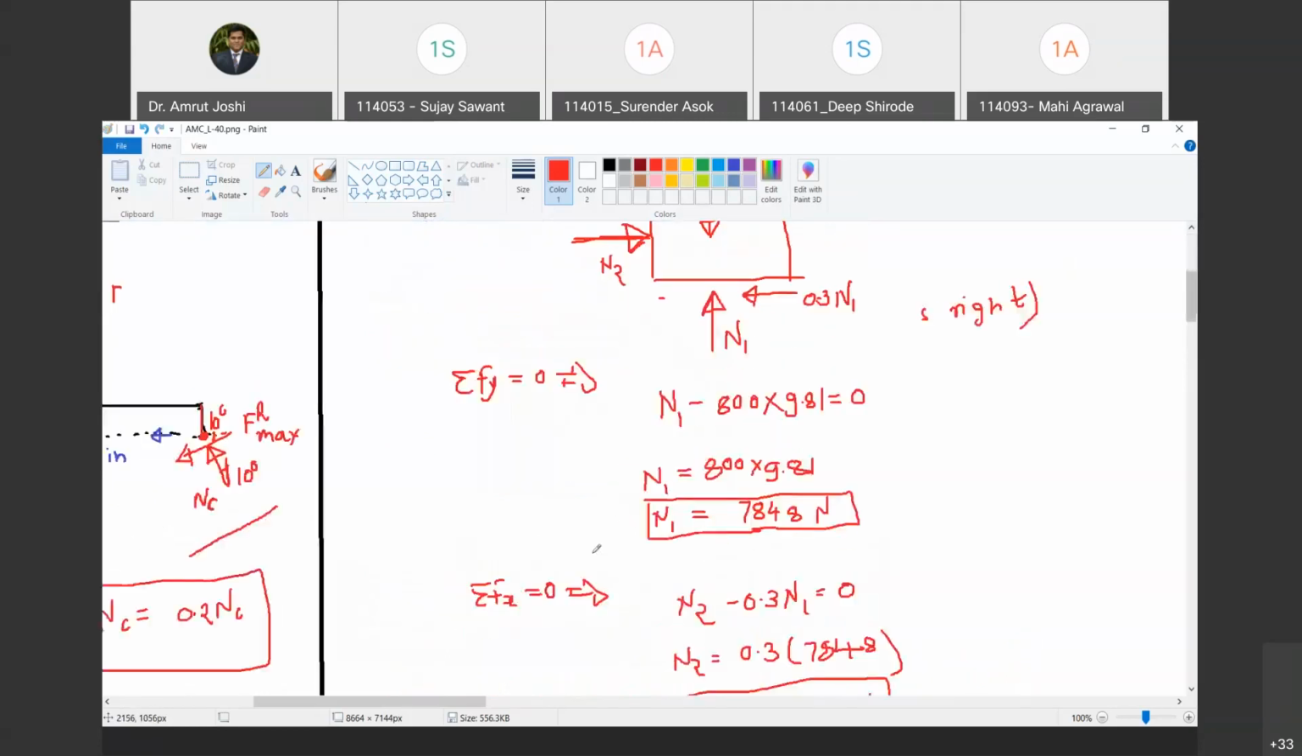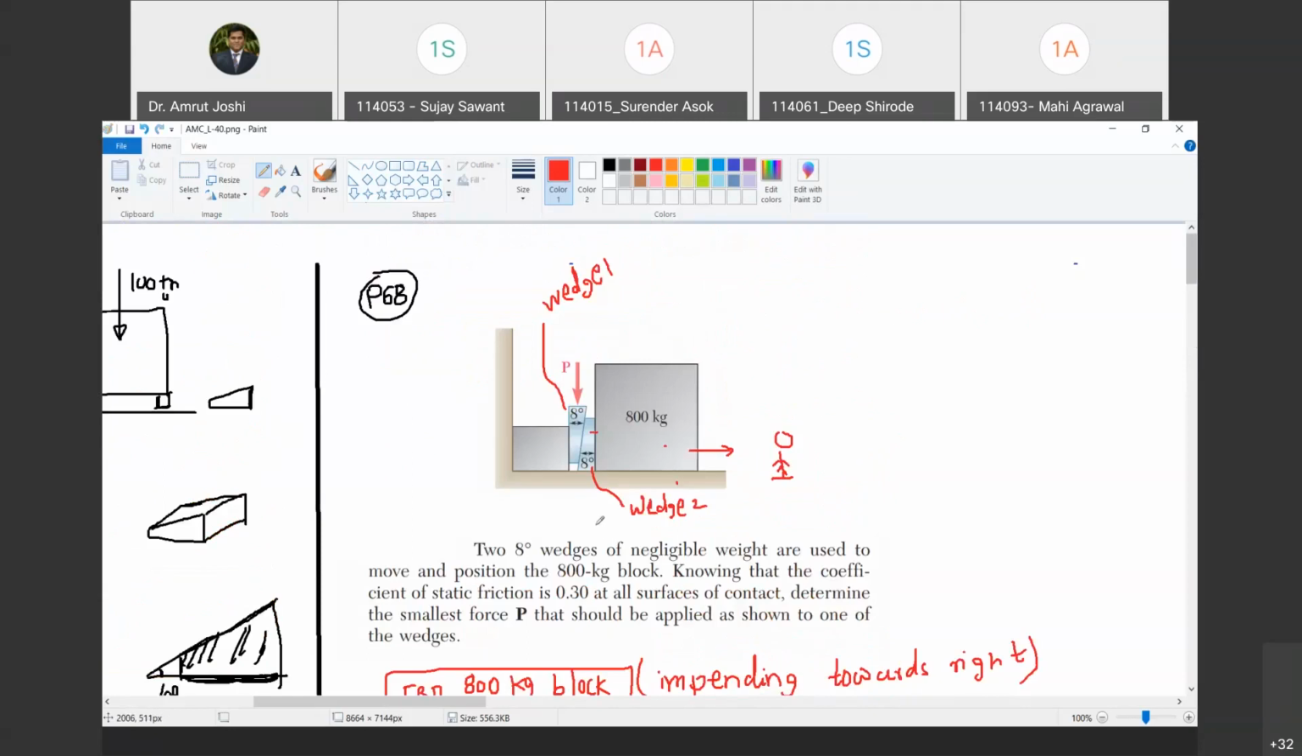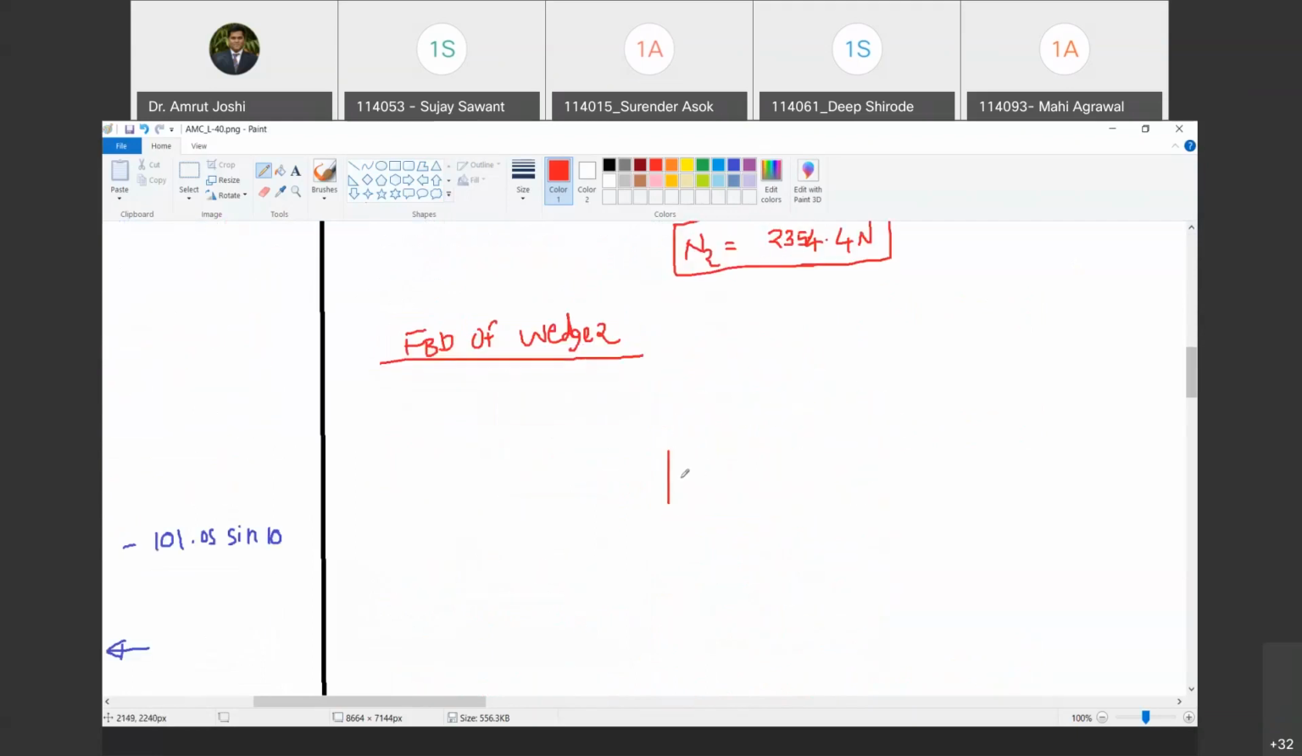So let me draw now free body diagram of wedge 2. So when I draw free body diagram of wedge 2, along this surface, there is going to be sliding there. Do you agree with me? Yes, sir. So along this surface, if there has to be the sliding, let us now draw this free body diagram. It looks something like this. Do you agree with me?